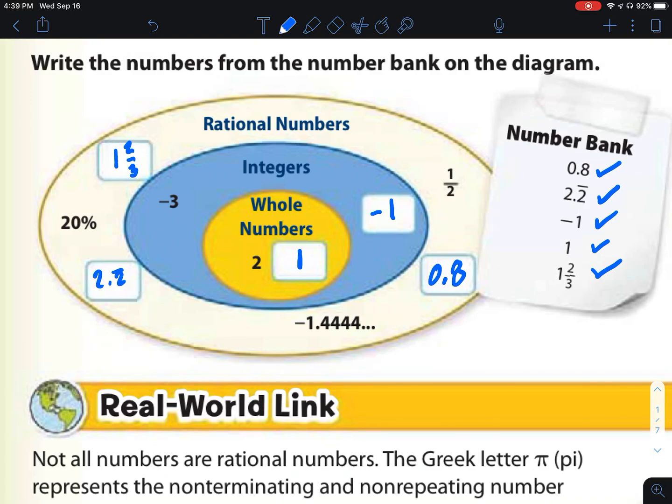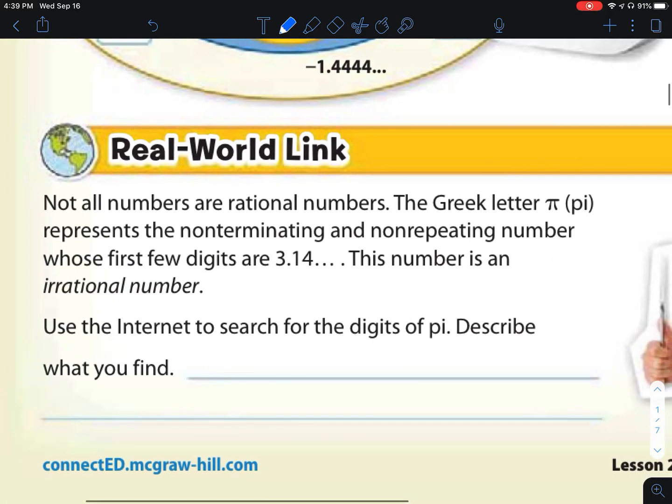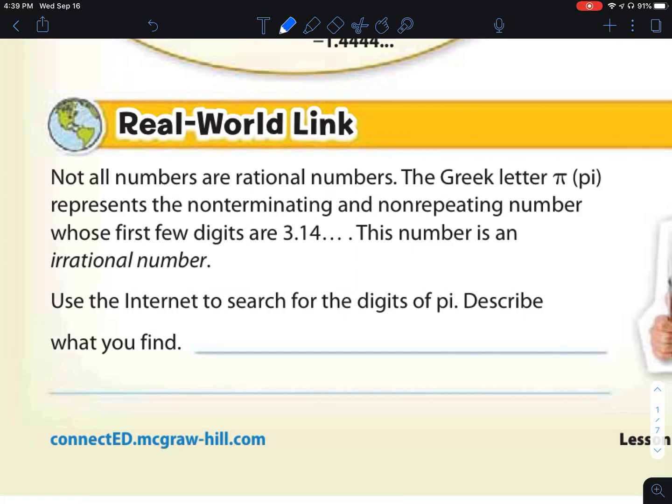Just to put things in perspective. So when you have rational numbers, there is a thing called an irrational number. Not all numbers are considered to be rational numbers. The Greek letter pi, right here, represents the non-terminating and non-repeating number whose first few digits are 3.14. So pi is called an irrational number because it does not terminate and it does not repeat.